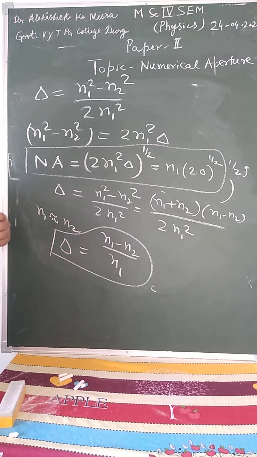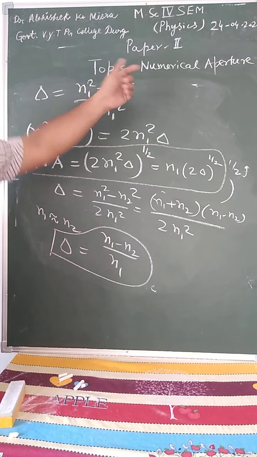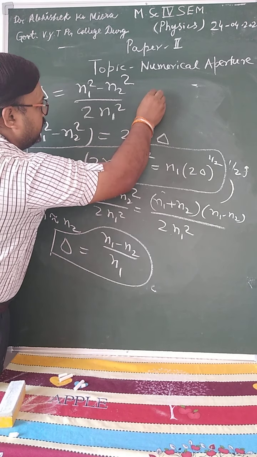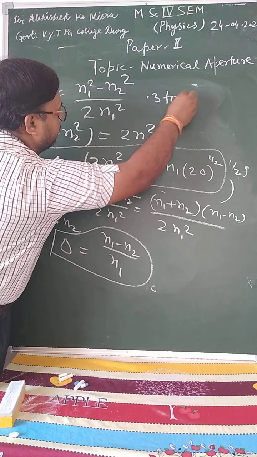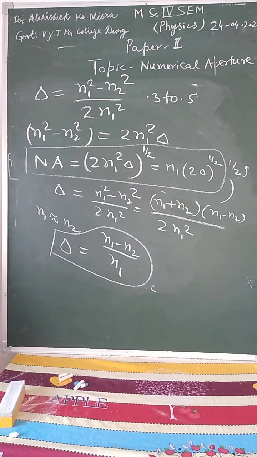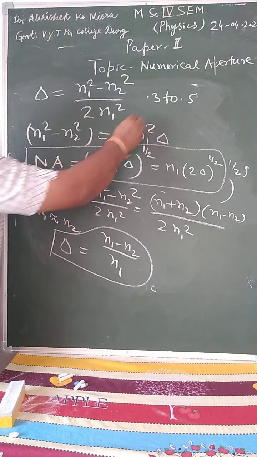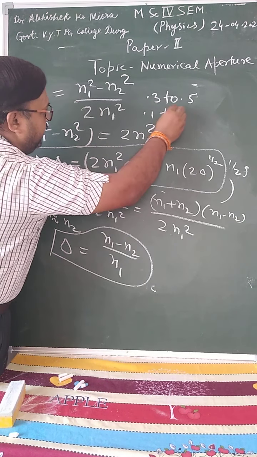For short communication systems, the value of numerical aperture should be 0.3 to 0.5, and for long communication systems the numerical aperture value should be 0.1 to 0.3.